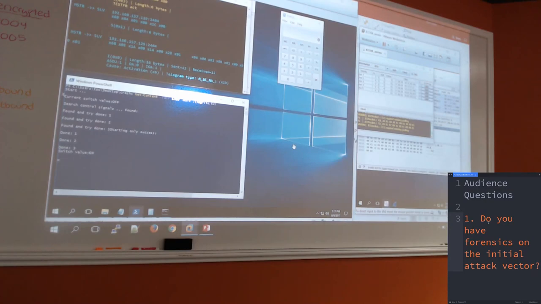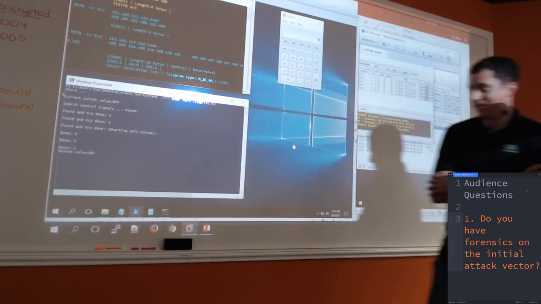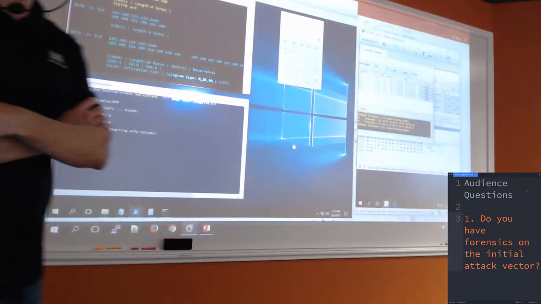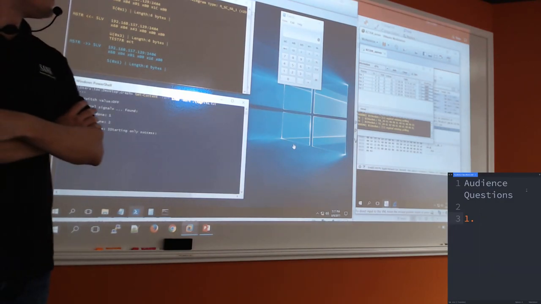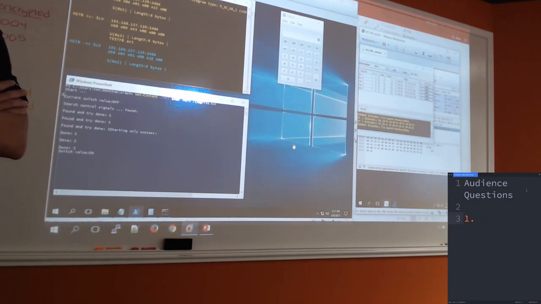No forensics on the initial intrusion so far. We don't have anything on it, and we haven't seen anything come out publicly either. No one's claimed it. Nope.